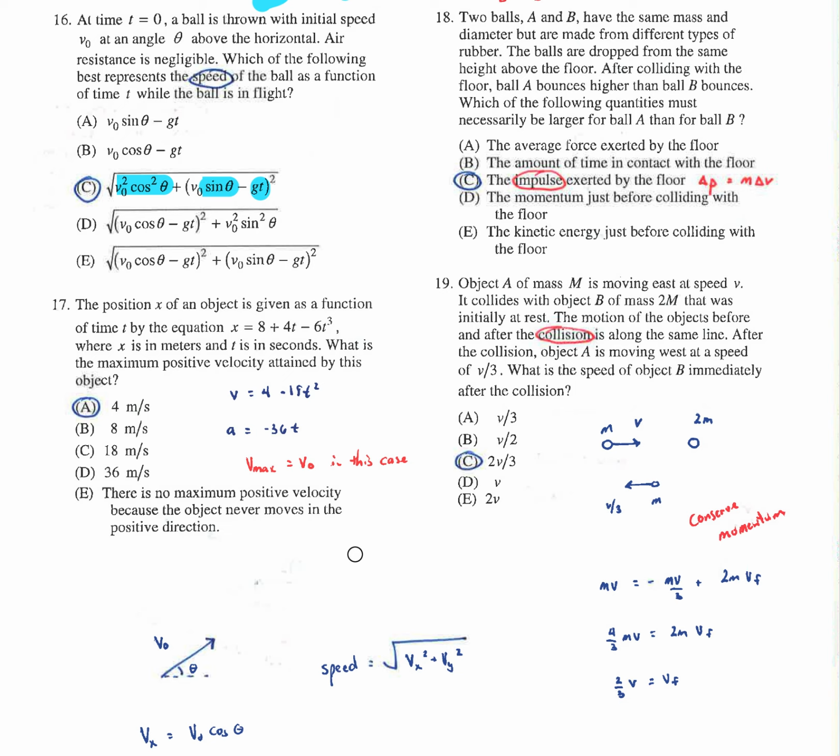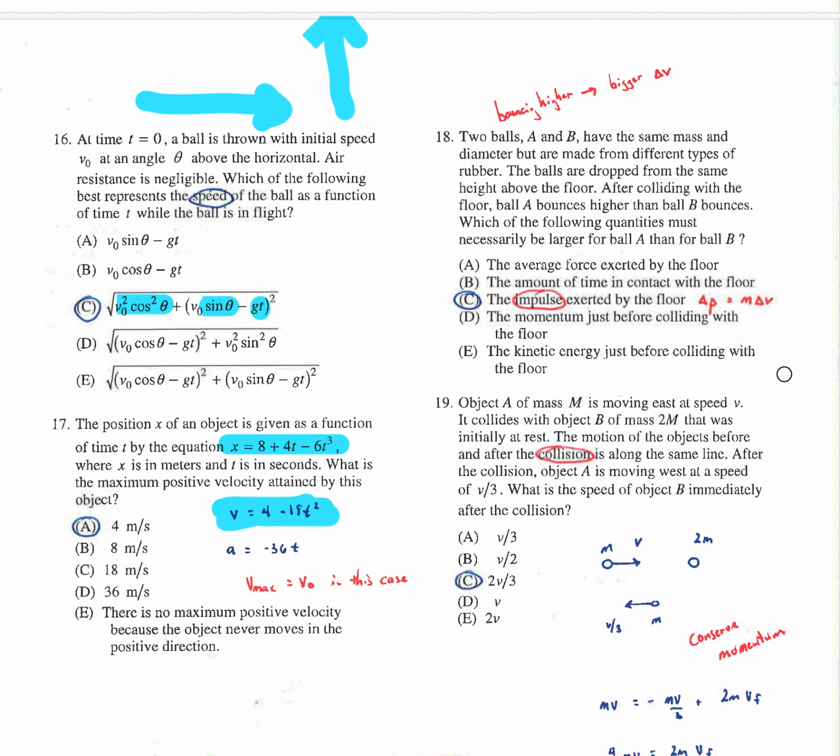This next one, I think I went too far on it because it just wants to know the maximum positive velocity. So they gave you this position function. Just go ahead and take a derivative and then you can stop. You can see right there that the biggest that velocity ever is 4, because it's 4 minus 18t squared. I don't actually know why I did that. That was irrelevant, right? The maximum velocity is just the original velocity, which is 4.